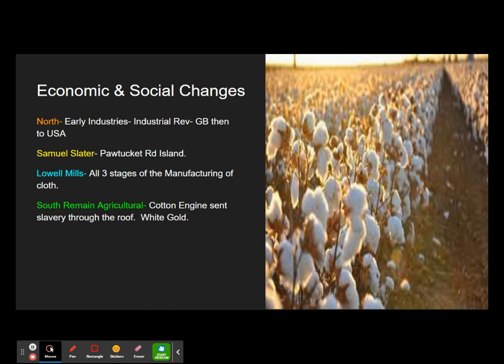Okay, it's going to be later on that these three Bostonians are going to name their mill town after Francis Lowell, one of the owners that died. They're going to call it Lowell Mills, and they're going to develop all three stages of the manufacturing of cloth, right? Going from cotton, spinning it into thread, then weaving it, and you have a piece of cloth at the end, right? And so with the South, the North is doing that. The South is an agriculture power.